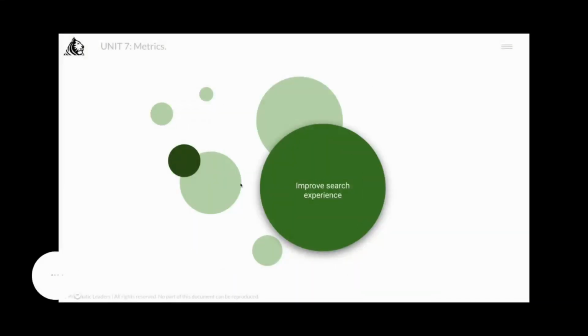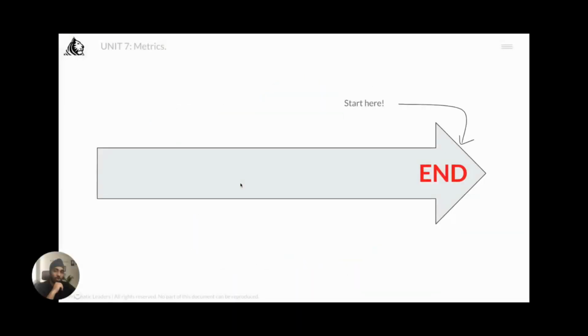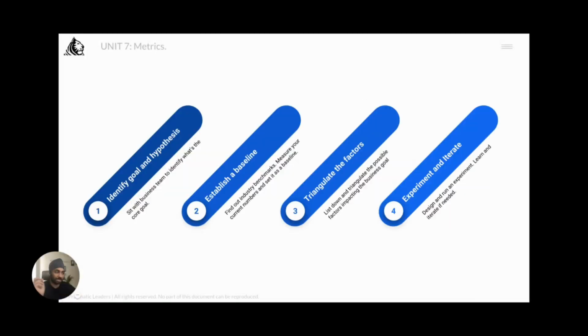So moving along. So always start from the end. What exactly are you trying to aim for, and how do you find the right number to represent that scenario? How do you do that? You identify the goal and hypothesis, right? So sit with the business team to identify what's the core goal. What are they trying to optimize? What are they trying to do? Establish a baseline. So find out industry benchmarks. If you do not have enough data with you right now, you will use either the existing industry benchmarks, or you will use the data that you already have.